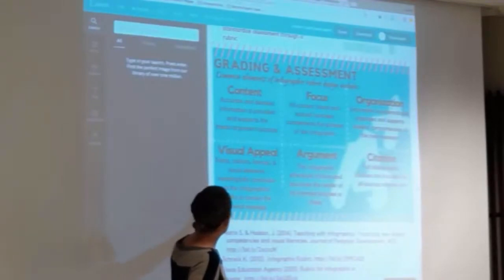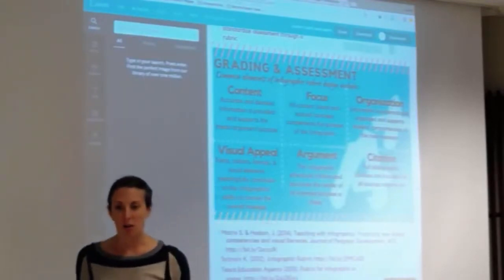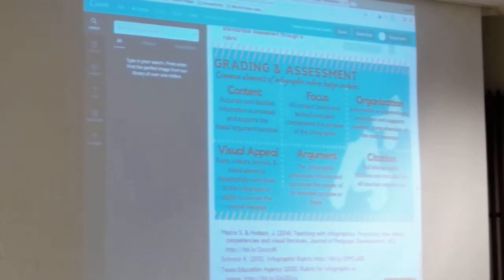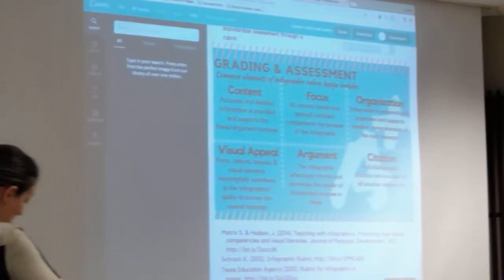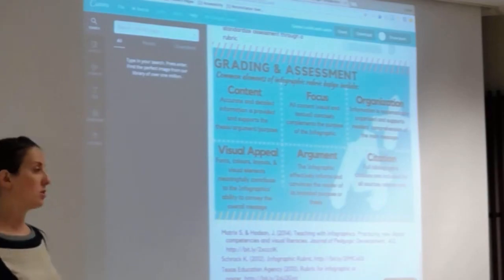There are some elements here that didn't make it to the list that, of course, are incorporated in rubrics, mechanics being the one that stands out to me. Mechanics being more of free of grammatical errors, words are legible and pertinent to the topic.